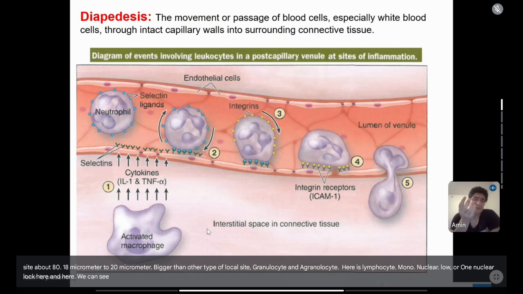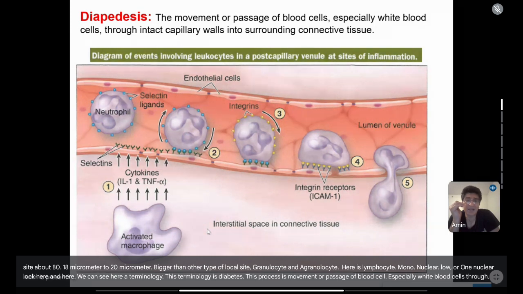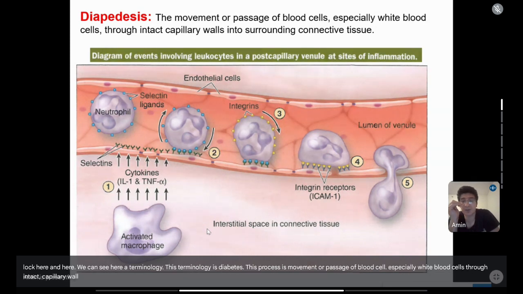You can see here the terminology. This terminology is diapedesis. This process is movement or passage of blood cell, especially white blood cell, through intact capillary wall into the surrounding connective tissue. This process is called diapedesis for all white blood cells, not red blood cells.